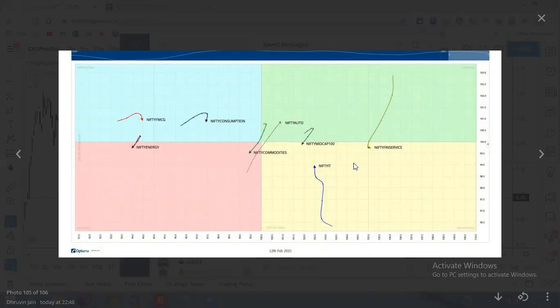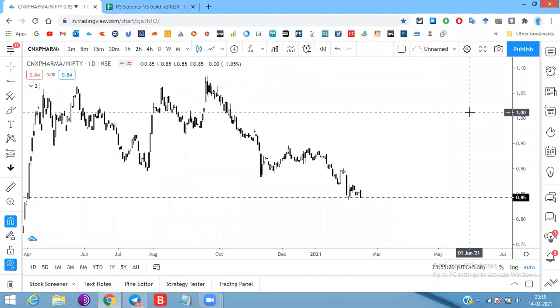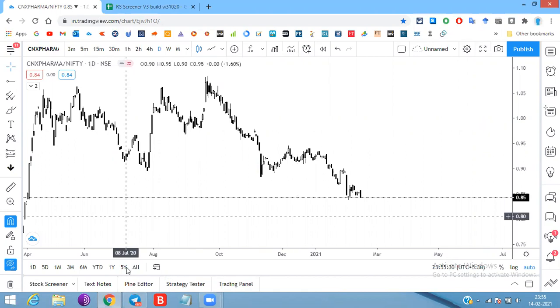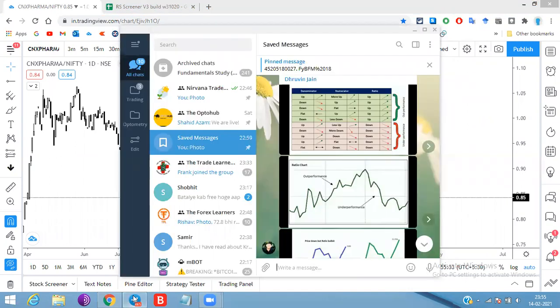So this was the overall brief explanation of RRG. I'll try my best to make further videos on RRG as well. I hope you got to learn many things from me today, and I tried my best to cover the ratio charts and spread charts.